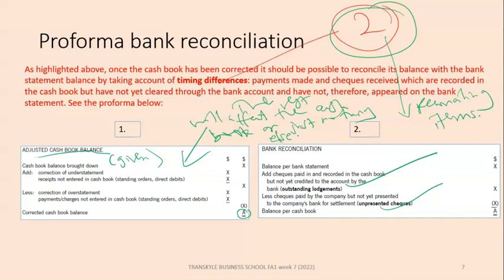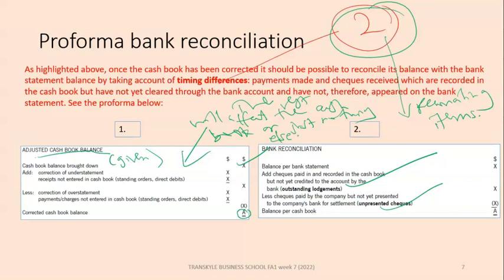So you're going to be given a balance brought down, which is going to be given by the examiner. This one, you take it there. Then you have to add or subtract: correction of understatement, receipts not entered in the cash book, standing orders, direct debit, etc.